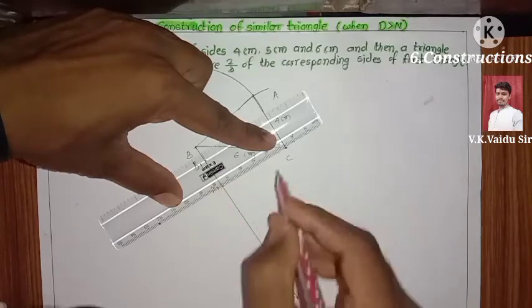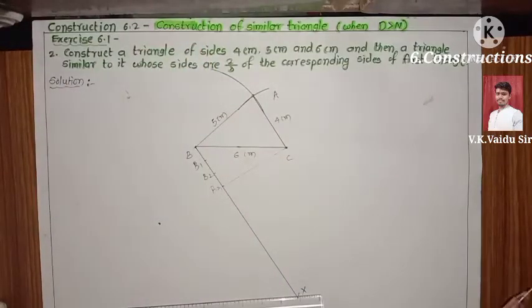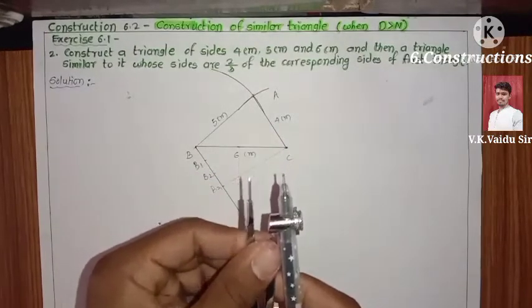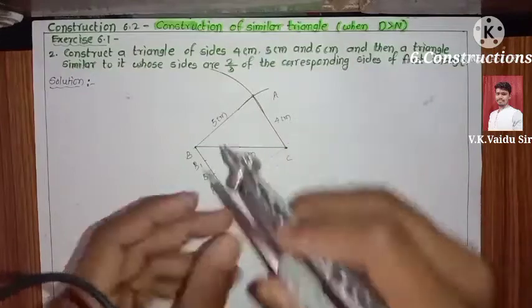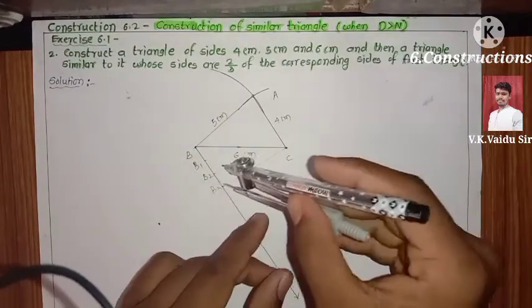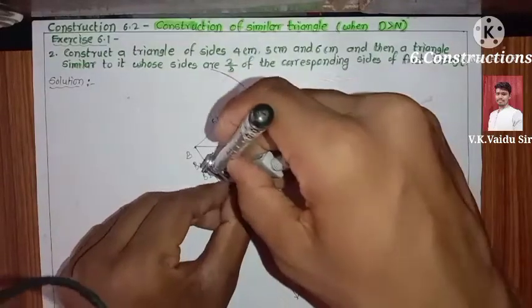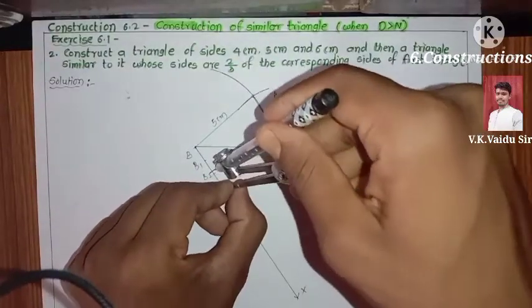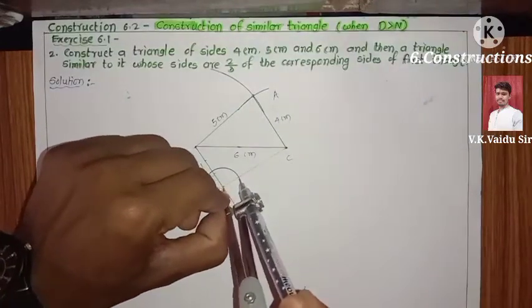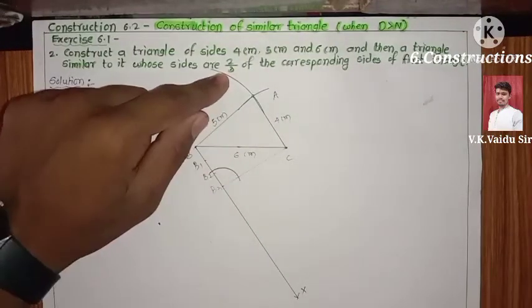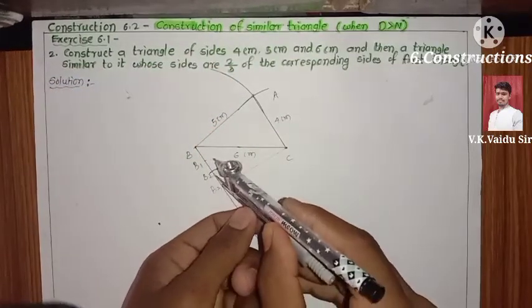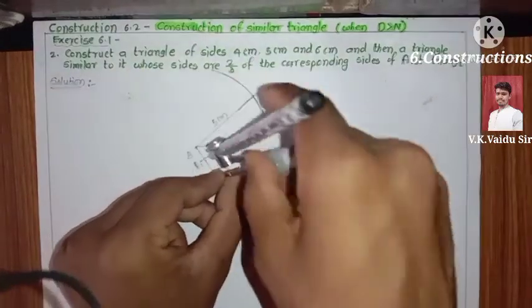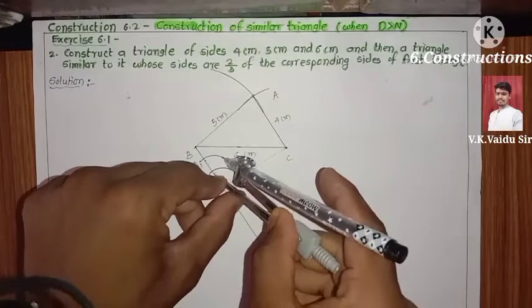Now again take a compass and take some distance. I took this much distance in the compass. Put the needle of the compass on point B3 and draw one arc. Now the given ratio is 2 by 3, and the numerator is 2. Now put the needle of the compass on point B2 and draw one arc with the same distance we took in the previous step.